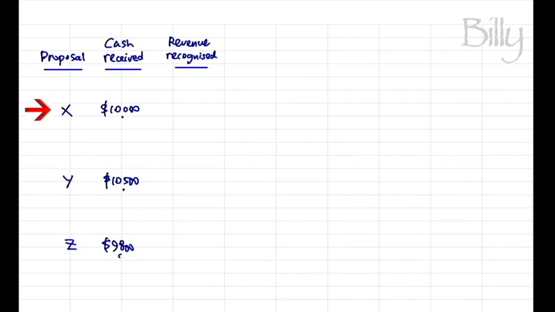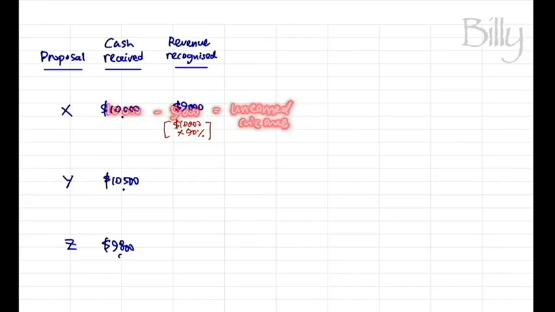For Proposal X, we say it is $10 million multiplied by 90%. The maximum that the customer can return is 10%. We can say that 90% of the proceeds can be recognized as revenue that is not subject to reversal. $9 million we can recognize as revenue in profit and loss. The balance, we take this minus this. The difference is the amount of revenue that we cannot recognize, considered as unearned income. Unearned income is the contract liability. The balance is $1 million.